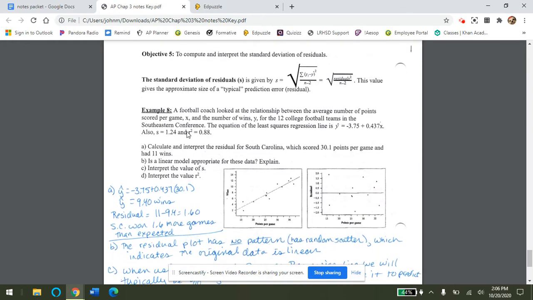When you're looking through number 8, a football coach looks at the relationship between the average number of points scored per game and the number of wins Y for 12 football teams in the Southeastern Conference. They're giving us the least squares regression line, S and R squared. They gave us our scatter plot, and this is kind of small to read, but it gave us our residual plot. So first, we want to calculate and interpret the residual for South Carolina, which scored 30.1 points per game and had 11 wins.